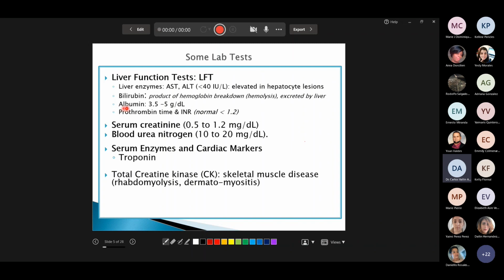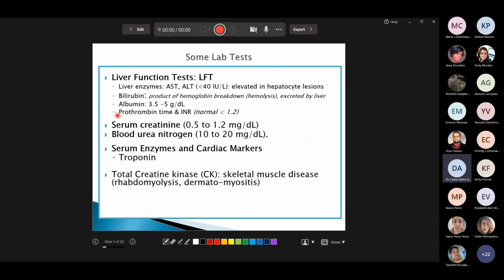The albumin is also a liver function test, but it's also a test of nutrition at the same time. So the two main causes of a person having low albumin are malnutrition or having a severe liver disease. When we talk about severe liver disease, we're talking about cirrhosis.